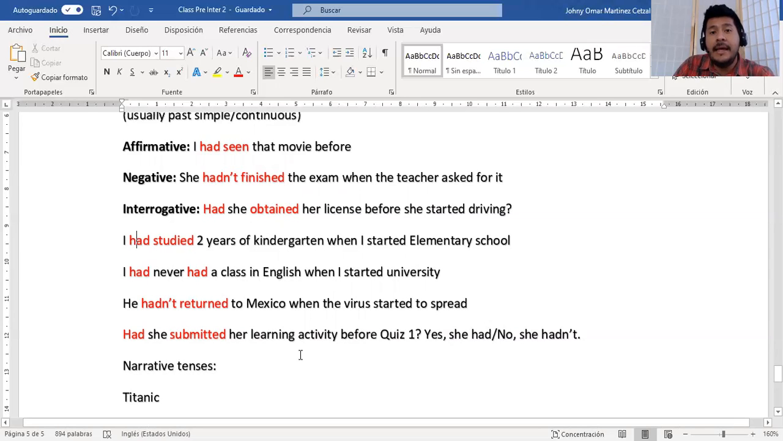Nunca había tenido. So "had" is possible: the first "had" is the auxiliary, and the second "had" is your verb. Yo nunca había tenido una clase en inglés cuando comencé la universidad. Okay, so that will be the appropriate translation.